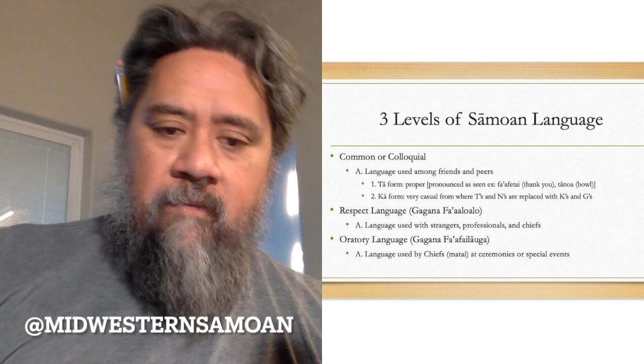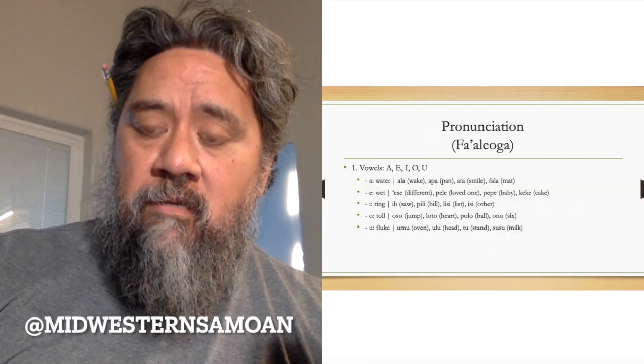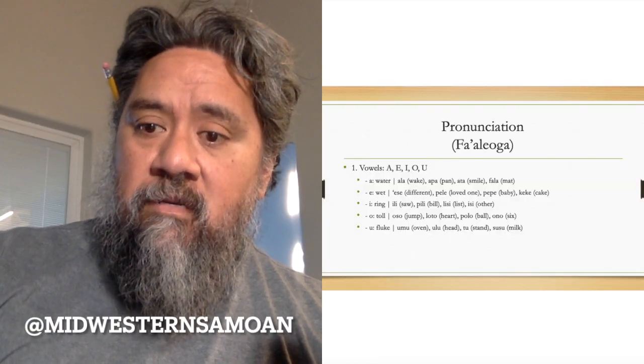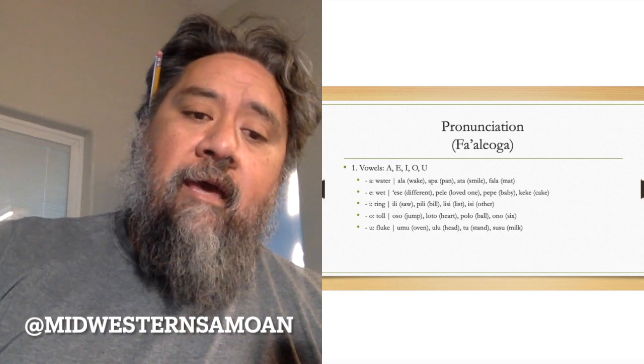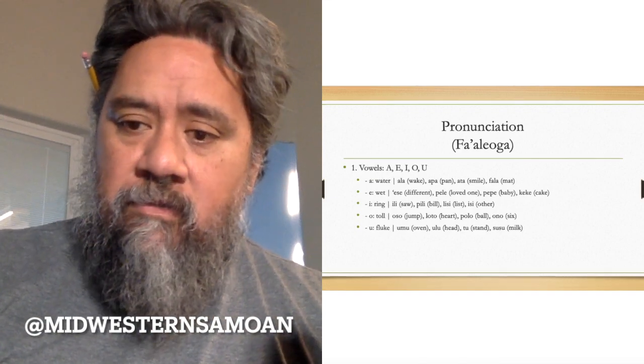So that's the oratory language, and that's just a little bit about the history of the language. So now we'll go into the basics, like how to pronounce these words when you see them in writing, and the alphabet starts with the vowels.